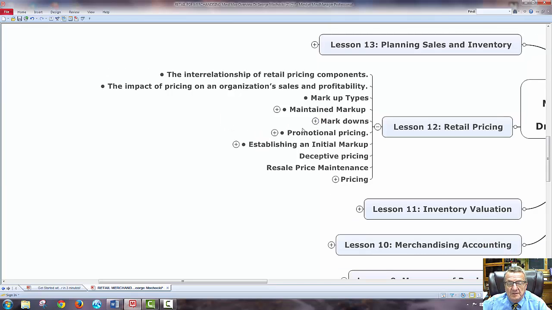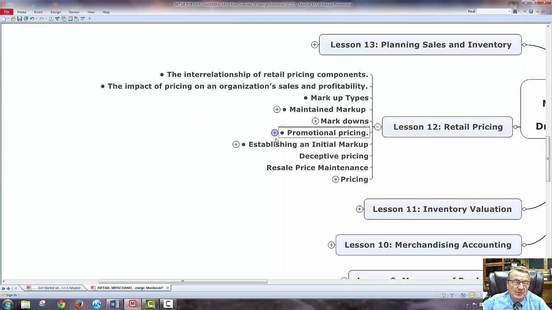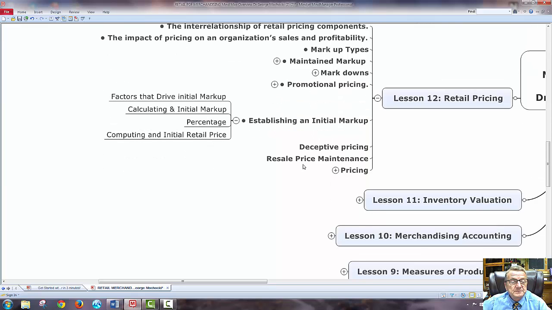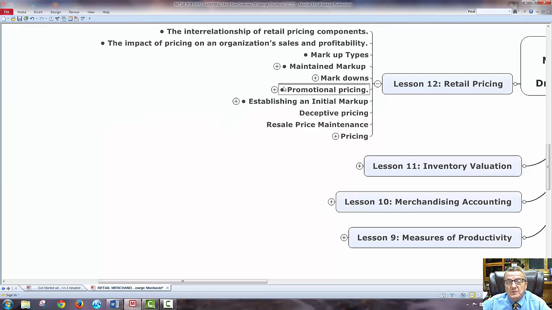And promotional: everyday low price. You think you never buy anything at the right price, so they say everything's low price. CarMax is trying to do the same thing in promotional selling: you get the best price here. Okay, establishing initial markup: factors that drive initial markups, why would I want to mark it up, calculating an initial markup, what percentage of sales or of what I purchased it for, and computing an initial retail price. What should I sell it for?